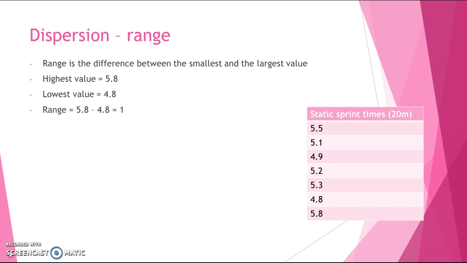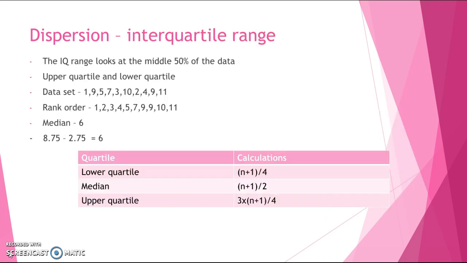With my example on the screen, for statistics sprint times over 20 meters, the highest value in the table is 5.8 and the lowest value is 4.8. So I've literally just taken the highest value and the smallest value and subtracted them. So within this example, the range would be 1.